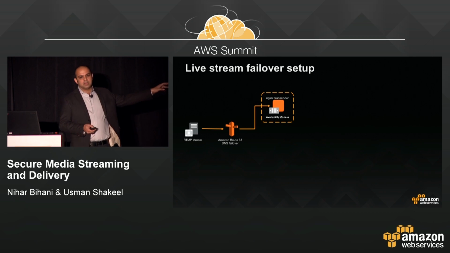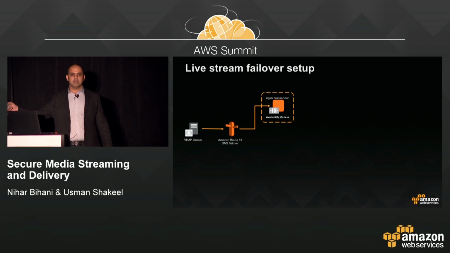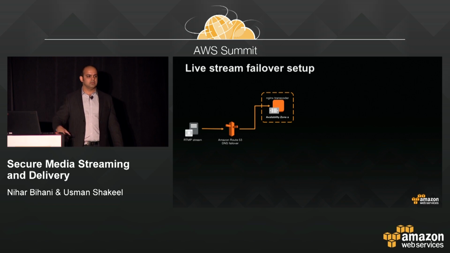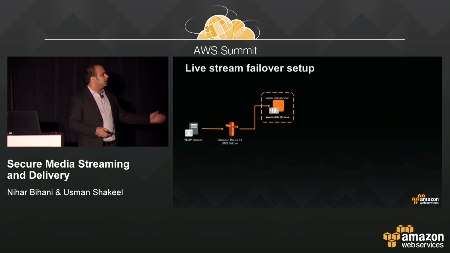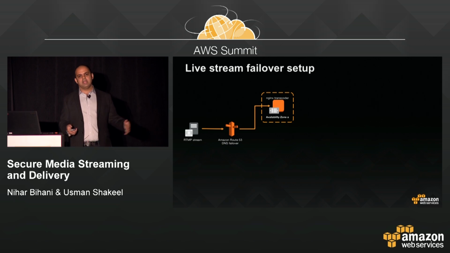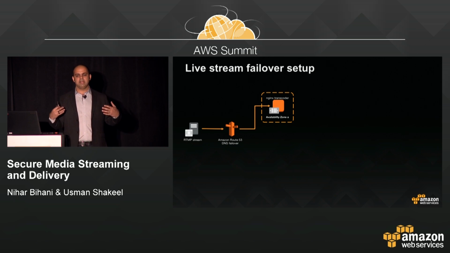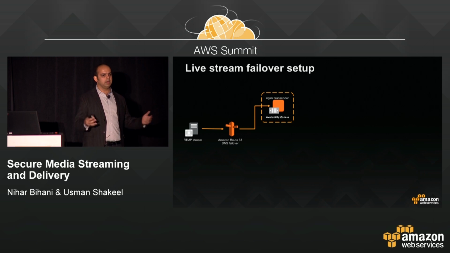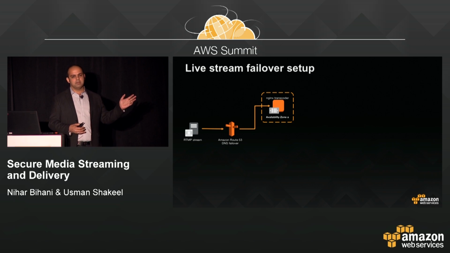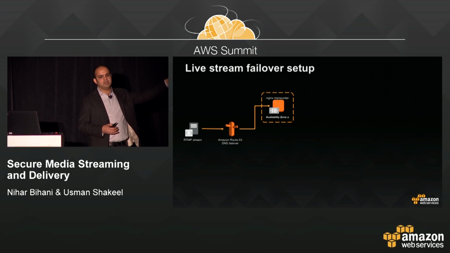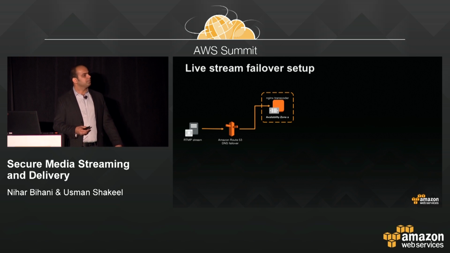RTMP stream through a device. In my case, I'm going to use my Kindle HDX, as you'll see. I'm going to use the camera of the Kindle HDX to actually capture the video here, and it'll generate an RTMP stream which will go to my EC2 instance that's running nginx.